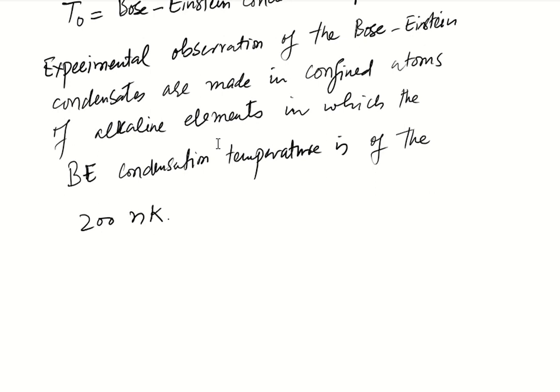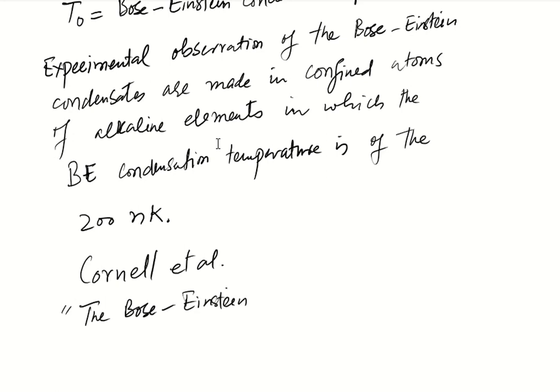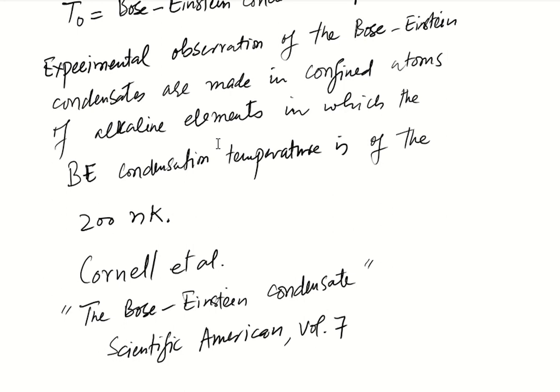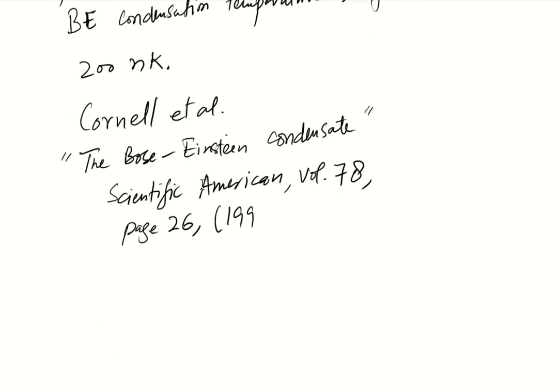If you want to read about this theory and experiment together in some paper, I refer you to another paper, Cornell et al. The paper name is the Bose-Einstein condensate. This is the title of the paper, and it was published in Scientific American, volume 78, page 26, 1998. So you can have a look if you want to read about Bose-Einstein condensates in this paper. It's a really interesting paper.